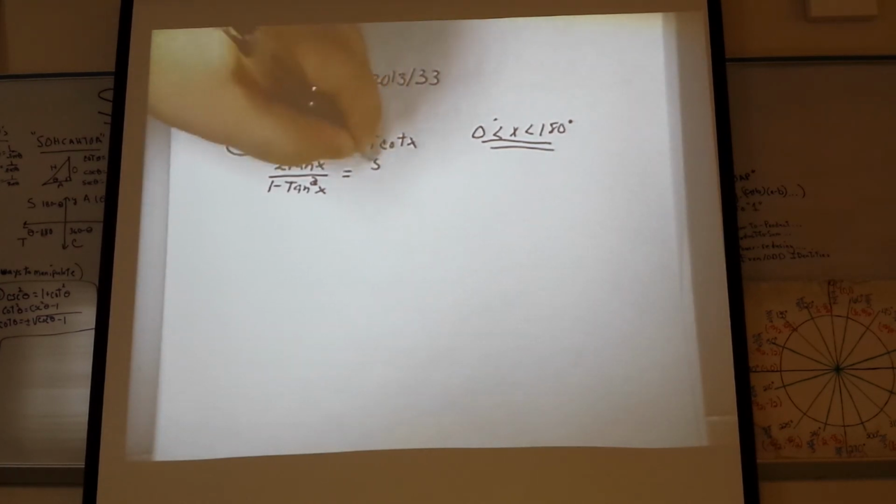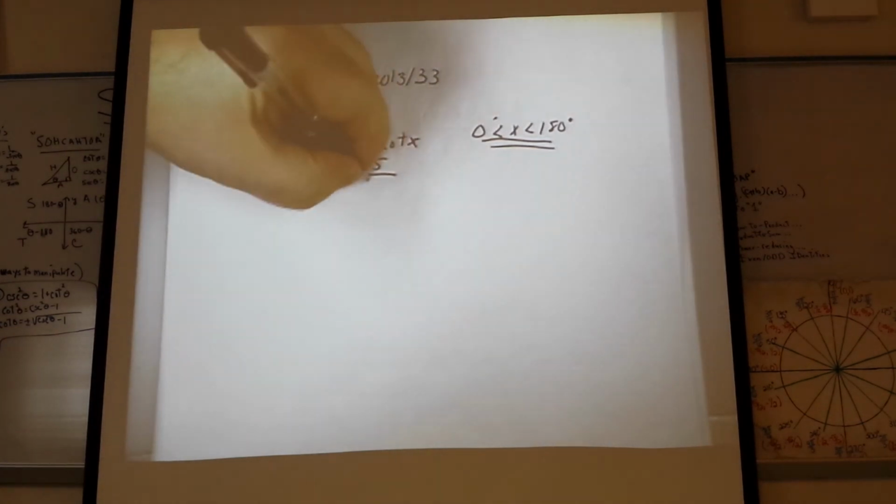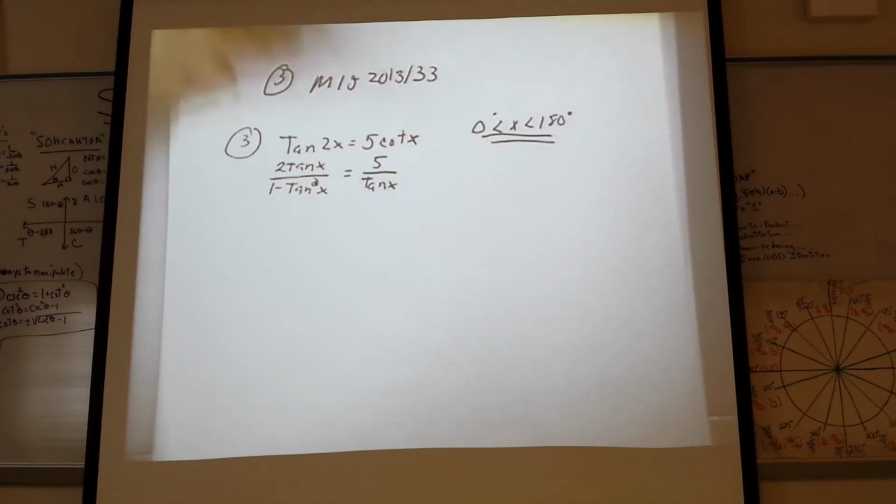All right, moving on. Same thing also. 5 over what? Cotangent is what? 1 over tan. 1 over tan. So I can just say tan of x here, right? Yeah. Pretty cool?